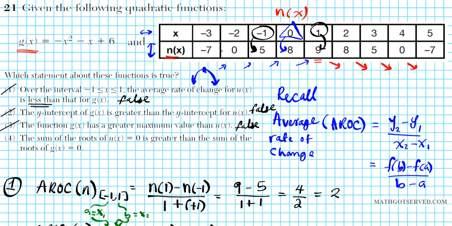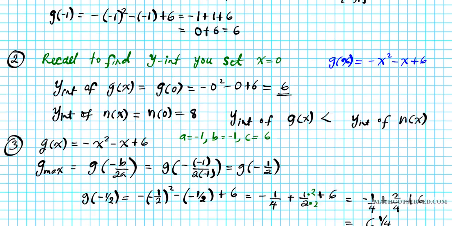Okay, there are 2 of them here as you would expect for quadratic. At this point, we have an x-intercept. At this point also we have an x-intercept. So our roots are -2 and 4 for n of x. Those are our roots. Okay, so let's find the sum of the roots for n of x, and then we're going to compute the sum of the roots for g of x.